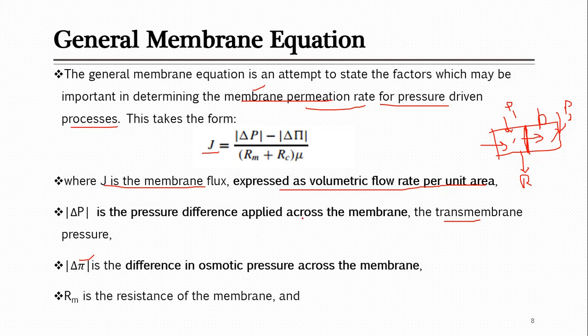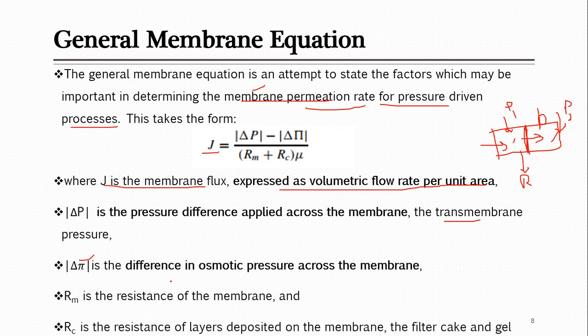So this Rm is called the resistance of the membrane for that solute or solvent to pass through. Or any solute passing through the membrane, depending on the application, any gas or any liquid, it is how much the membrane is resisting it. Hopefully we will discuss this terminology, membrane resistance, in the next lecture. And this Rc is the resistance of the layer deposited on the membrane surface, for example filter cake or gel.